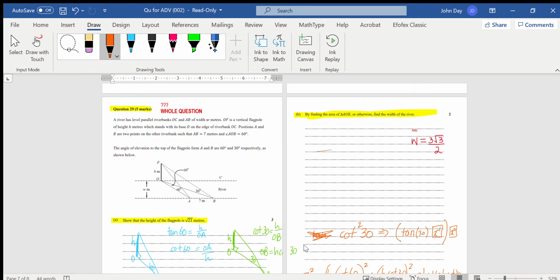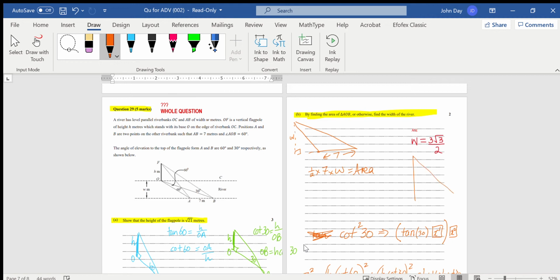The normal way you might find the area of such a triangle is half base times height, right? W is the width of the river, but in this case it's your height, and your base is 7. So a half times 7 times the height, W, is going to be the area. So if I just knew the area, I could throw it in that formula and I'd get it.